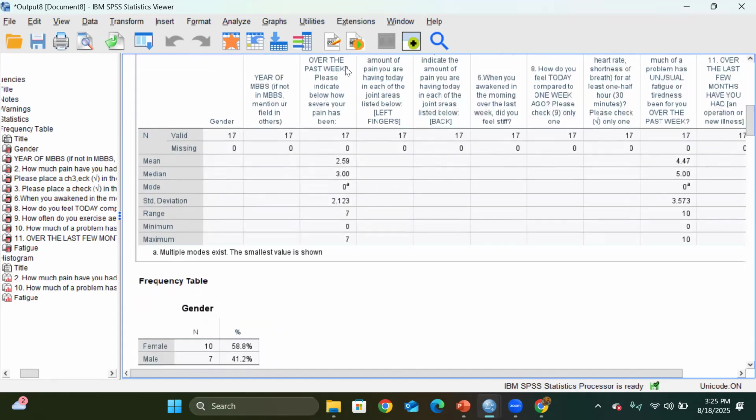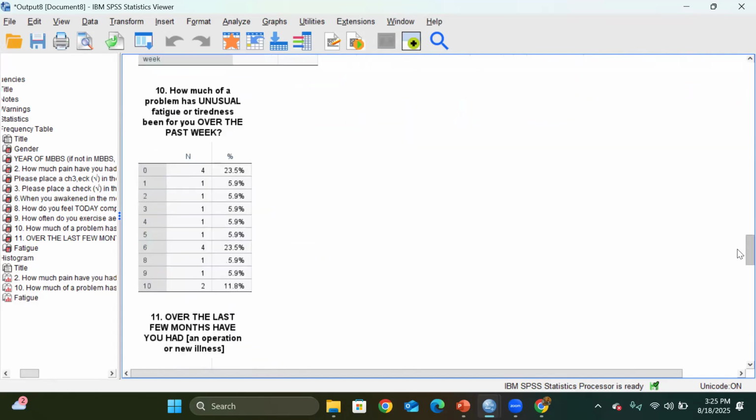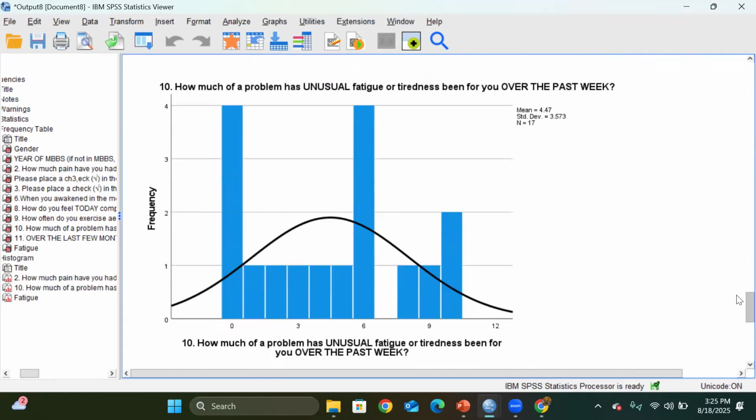For the continuous variables, it has also calculated the mean, mode, and median, and I will also be using them to describe my data. So this is the first step that you have to do: the descriptive statistics.